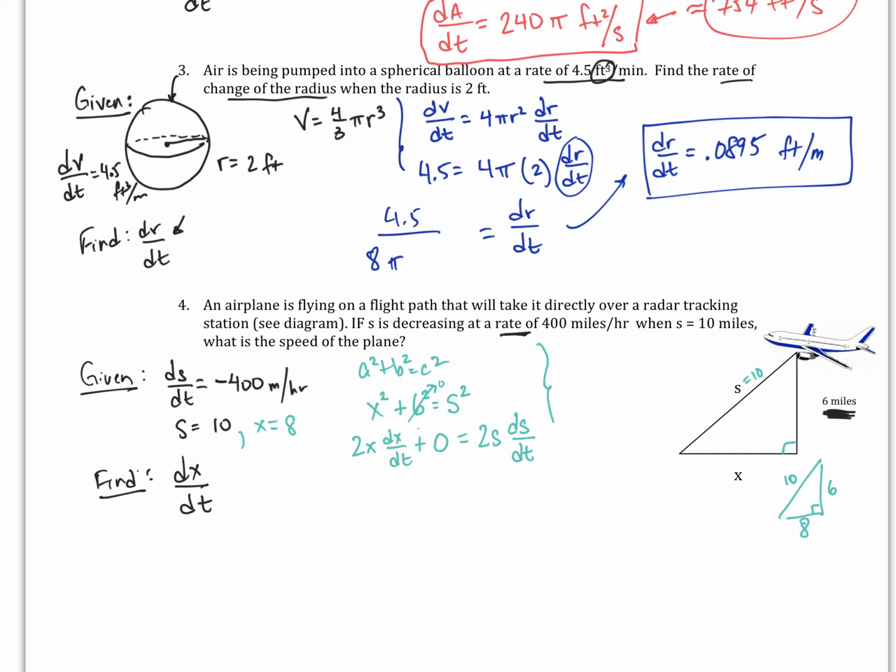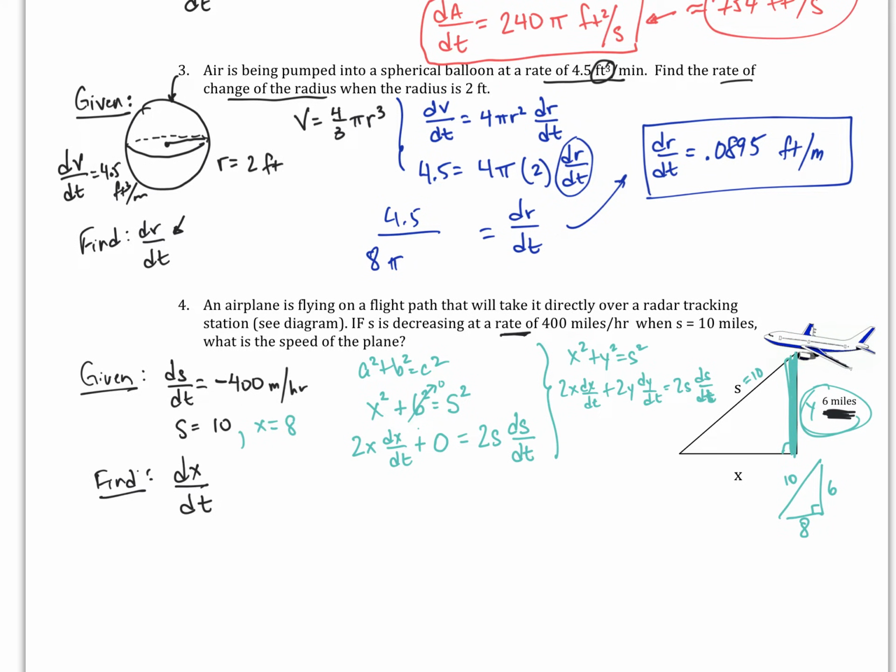Now suppose you left the y in there. Suppose you called this y. You would have x squared plus y squared equals s squared, 2x dx/dt plus 2y dy/dt equals 2s ds/dt. I'm showing you this because there are going to be times when the y does change as well. But look, in this case, this is a constant 6 miles overhead.